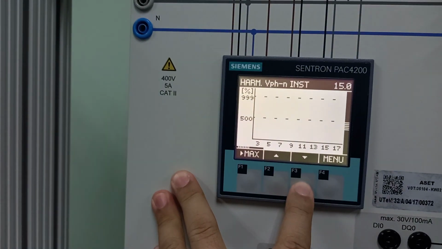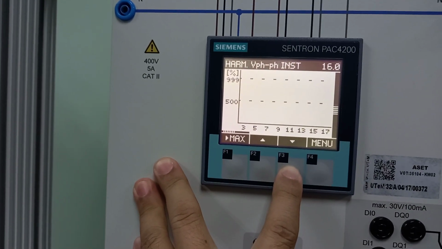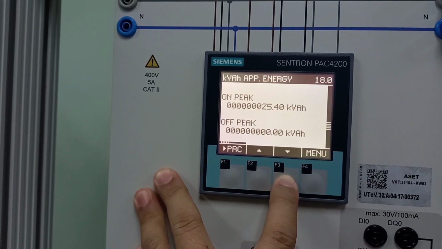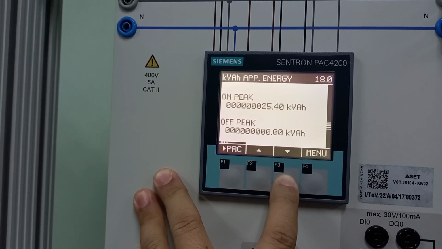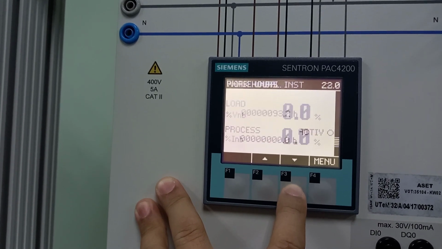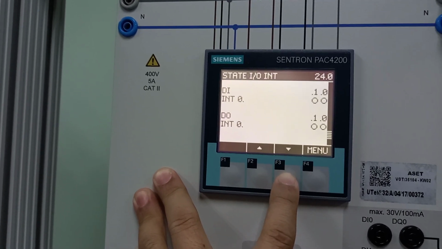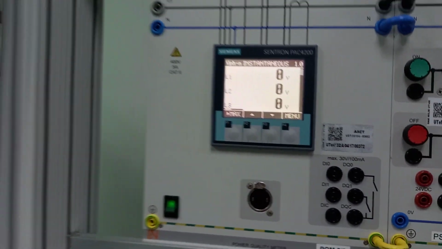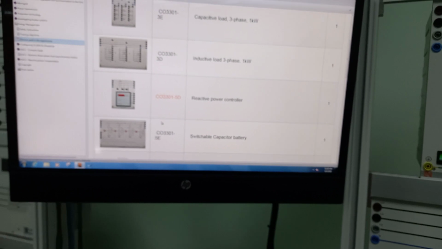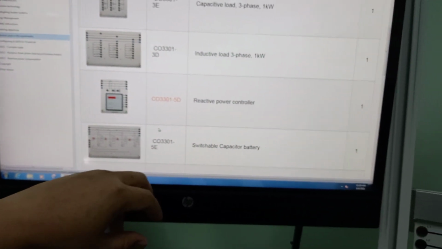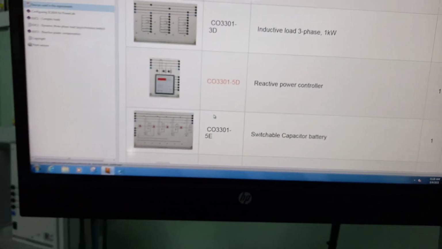So next is harmonics, something related to harmonics. This is energy consumption, right? So this is the beauty of having this instrument: you can see so many things. Anyhow, we will focus on our basics, getting on energy management.